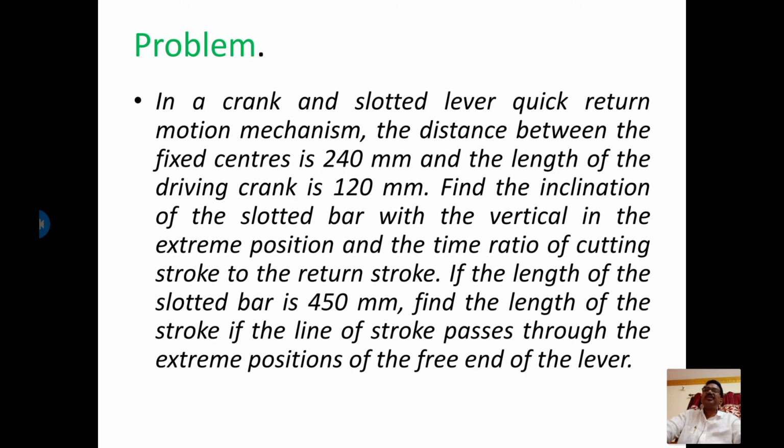Now, we are going to start one problem. In a crank and slotted lever quick return motion mechanism, the distance between the fixed centers is 240 mm and the length of the driving crank is 120 mm. Find the inclination of the slotted bar with the vertical in the extreme position and the time ratio of cutting stroke to the return stroke. If the length of the slotted bar is 450 mm, find the length of the stroke if the line of the stroke passes through the extreme positions of the free end of the lever. So this is the given problem.